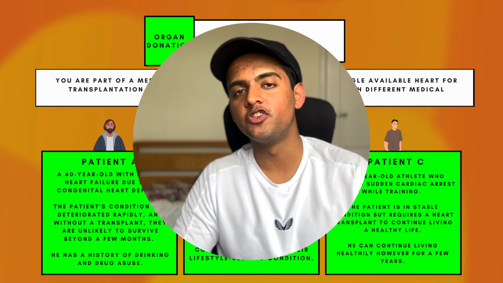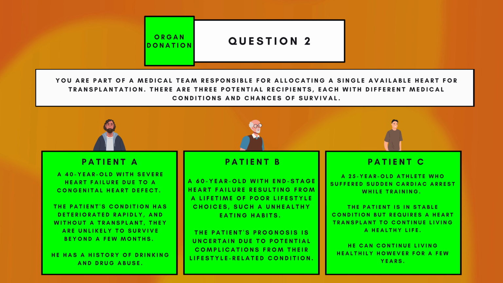Perfect. Let's go on to question 2. You are part of a medical team responsible for allocating a single heart available for heart transplantation. There are 3 potential recipients, each with different medical conditions and chances of survival. Patient A is a 40-year-old man with severe heart failure due to a congenital heart defect. His condition deteriorated rapidly and without a transplant he's unlikely to survive beyond a few months. He's also got a history of drinking and drug abuse.